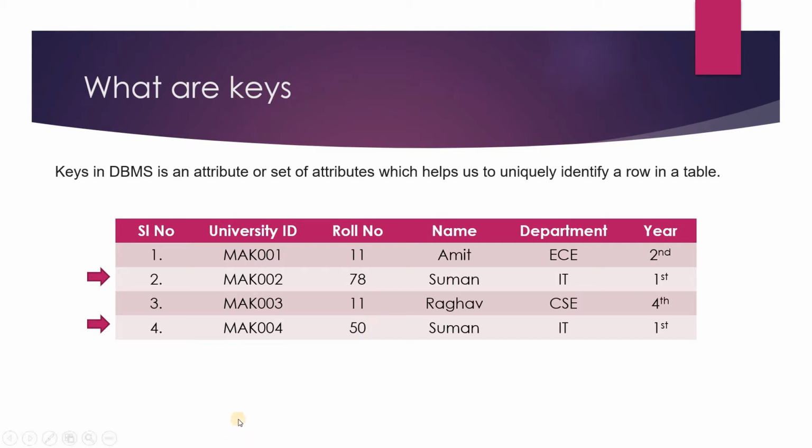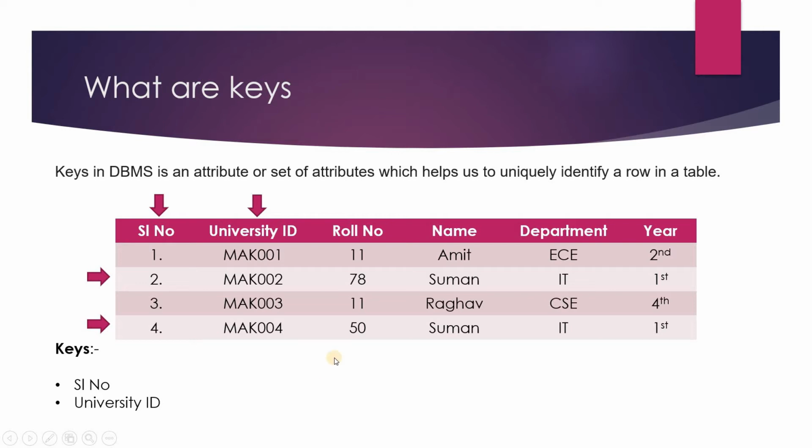So in this table we can see that the serial number is unique for every record. So the serial number can act as a key for us in this table. Similarly, it's quite natural that the university ID of every student will be unique. So university ID can also act as a key.